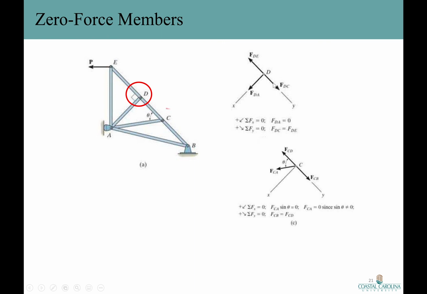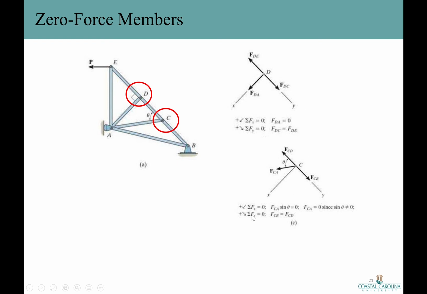And by solving the equilibrium equation in Y direction, F sub DE and F sub DC happen to be equal. Now let's take a look at joint C. By drawing the free body diagram of joint C, we have F sub CD, F sub CB, and F sub CA. And here is the axis that we considered for joint C. Here is X and here is Y, the same as joint D.